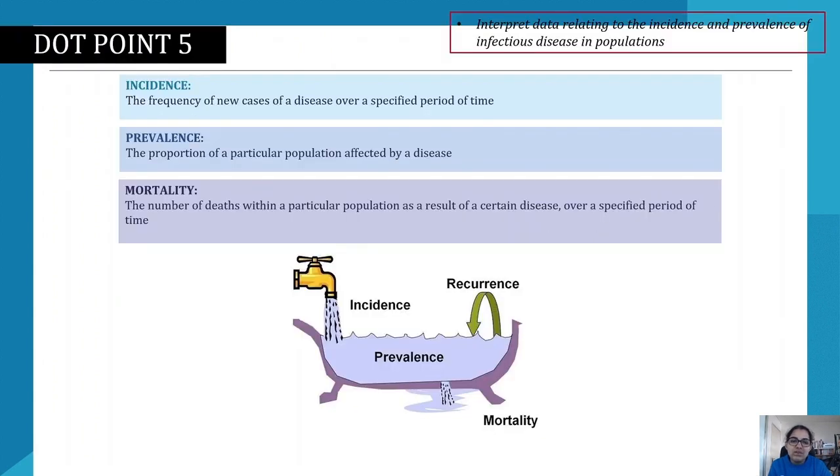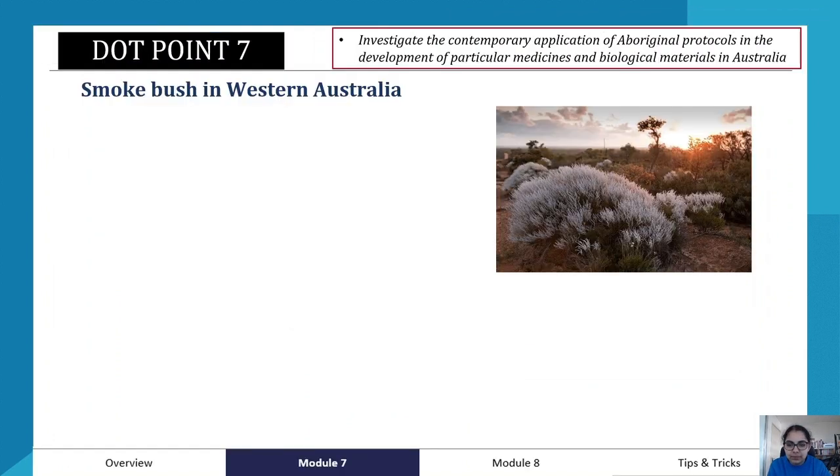So, what is the incidence and prevalence of an infectious disease? What does that mean? Incidence refers to the number of new cases over a specific period, like in a week or in a month. Prevalence is the overall number of cases, or the proportion of the population that is affected by the disease. So, for example, with COVID-19, the prevalence is going to be, I can't remember the number of cases, but it's going to be the number of cases since the beginning of the pandemic. Incidence could be the number of cases in May, for example, in June, and so on. And then mortality refers to the number of deaths within a particular population as a result of the disease.